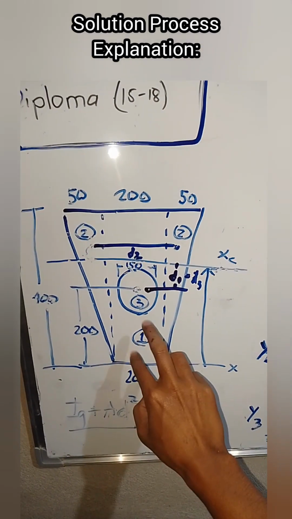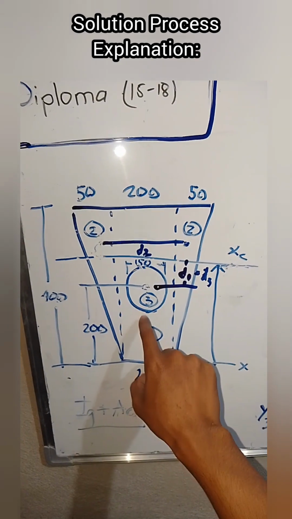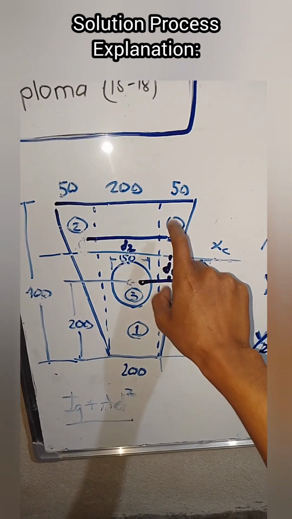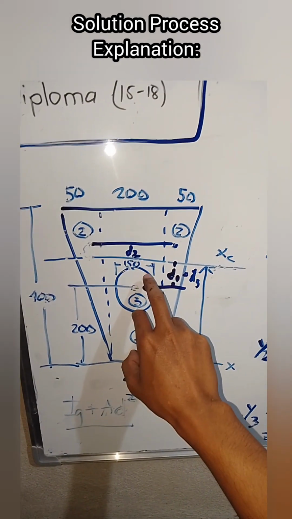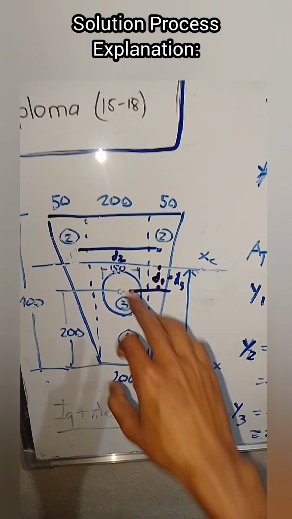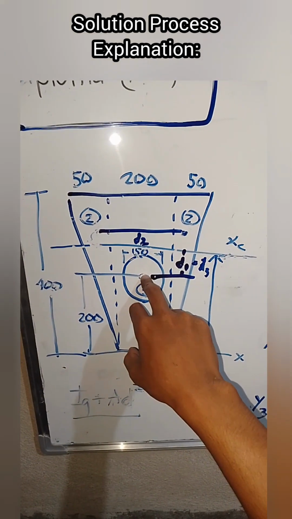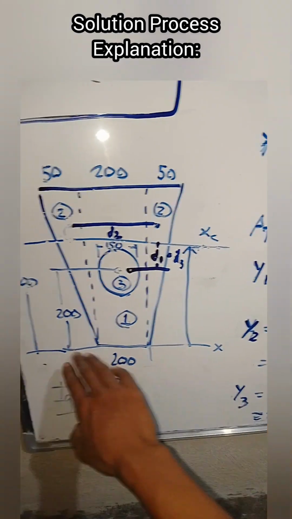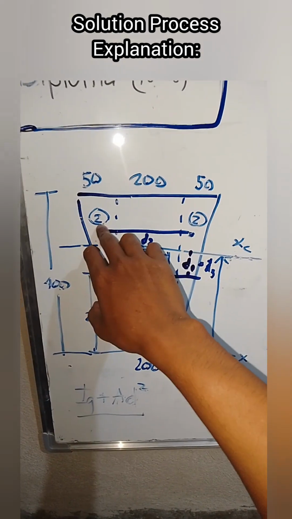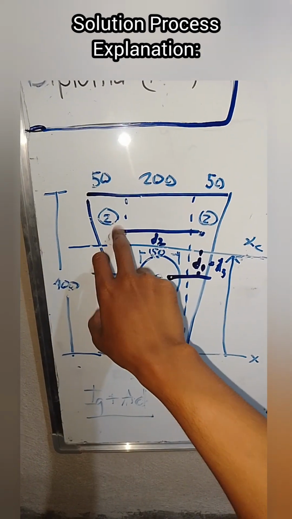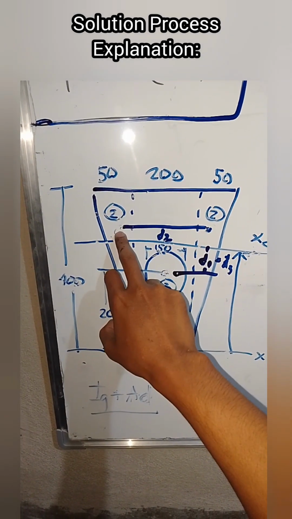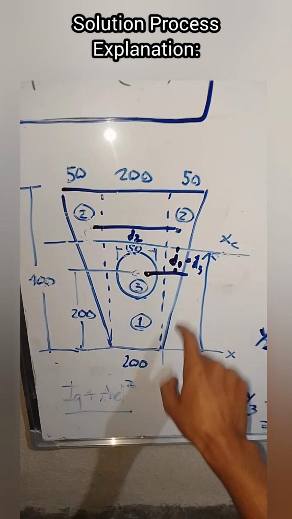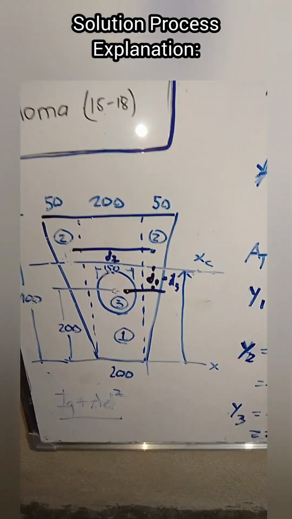First, we calculate the area of each: for the rectangle, area 1; area 2 for the triangles; then area 3 for the circle. Then we compute their distances, the centroid of each. Let's say for this circle, its centroid is measured to our reference axis, which is at the very bottom. We apply the same idea to the rectangle and triangles, measured to this reference. This is vital so that we can solve for y bar later on.